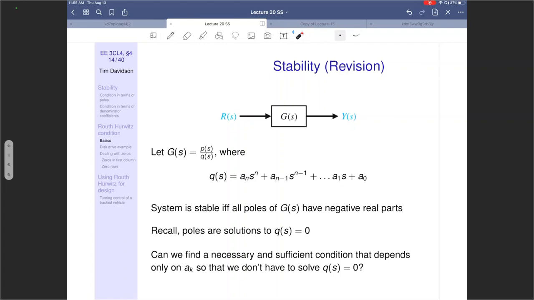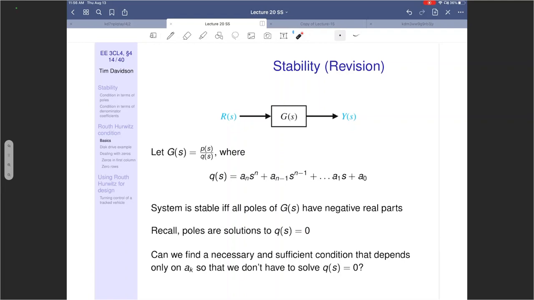Now, let's come back to dealing with the stability issue, right? You have got this denominator polynomial as an nth order polynomial whose coefficients are known. The system is going to be stable if and only if all the poles of G(s) have negative real parts, meaning they lie in the left half of the s plane. Recall that poles are essentially the solutions to Q(s).